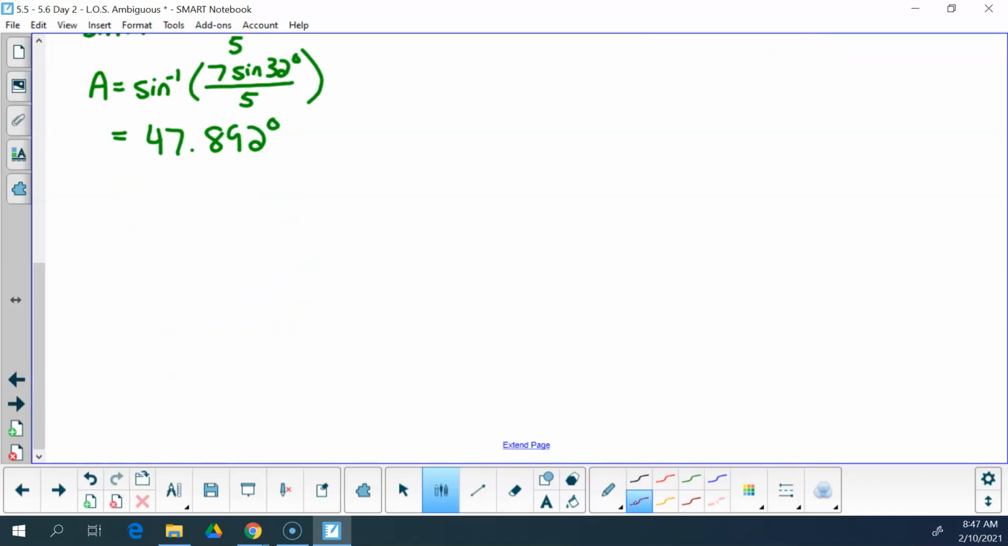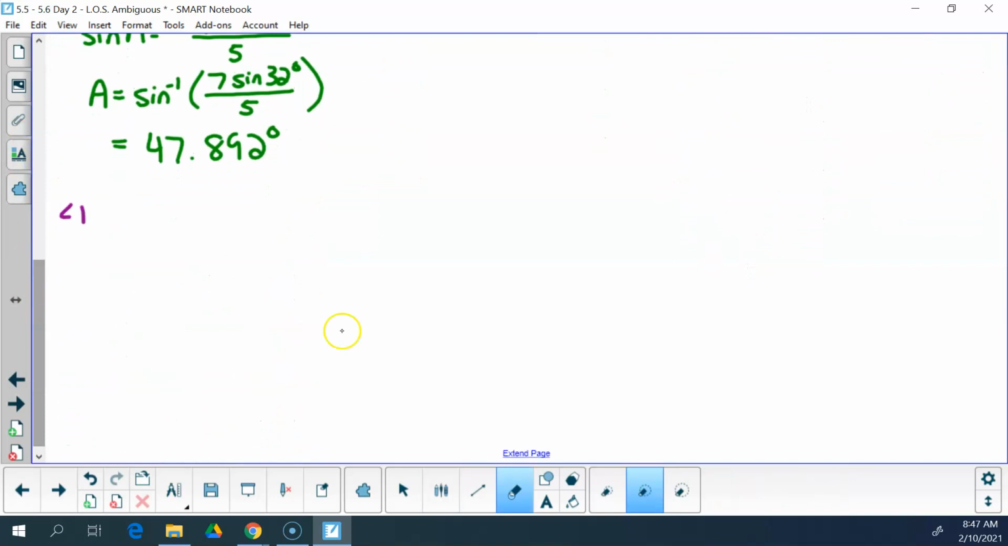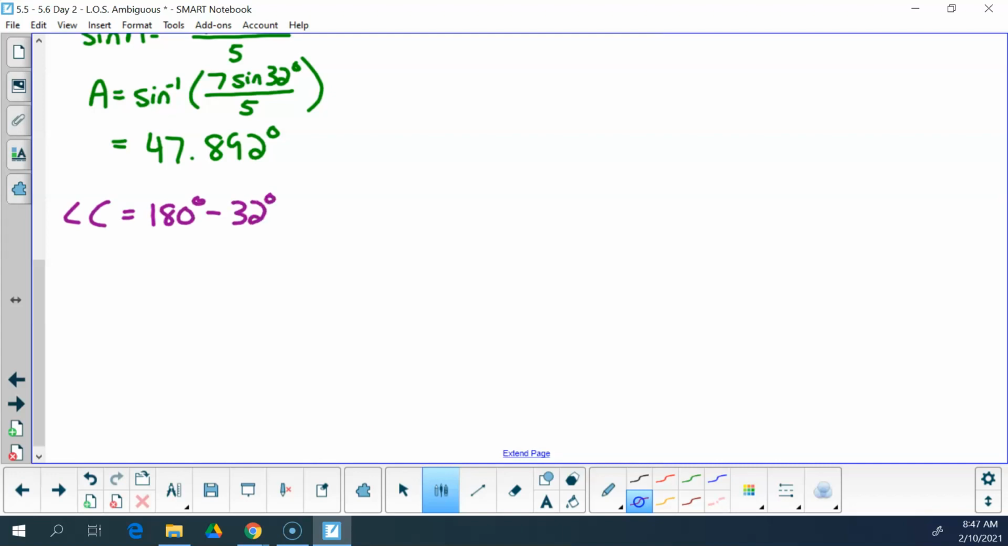Then we're going to say that the missing angle, so that's angle C. I almost put angle B there. Couldn't remember. Angle C is going to be 180 degrees minus 32 degrees minus 47.892 degrees. So angle C is 100.108 degrees.